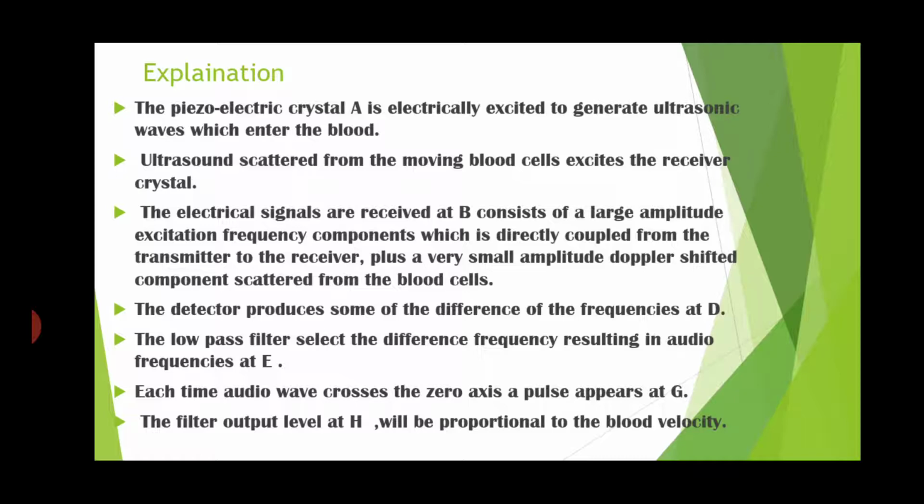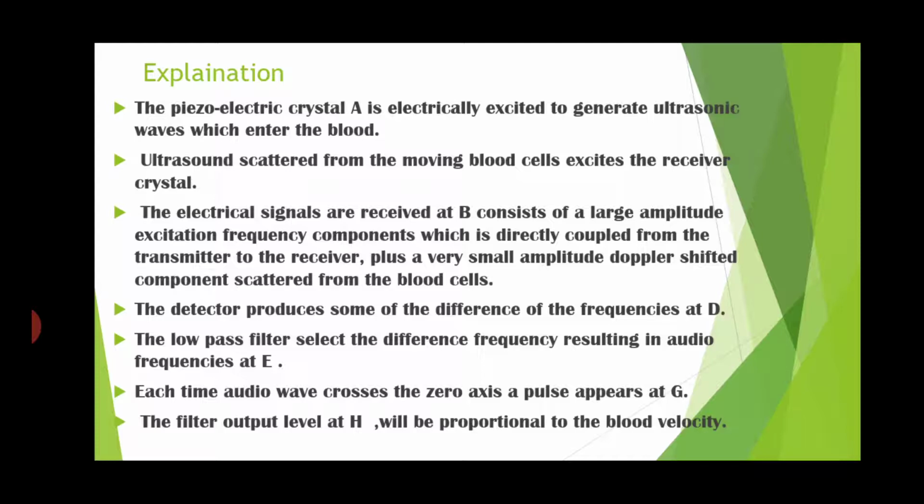The piezoelectric crystal A is electrically excited to generate ultrasonic waves which enter the blood. Ultrasound scattered from the moving blood cells excites the receiver crystal. The electrical signal received at B consists of a large amplitude excitation frequency component which is directly coupled from the transmitter to the receiver, plus a very small amplitude Doppler shifted component scattered from the blood cells.